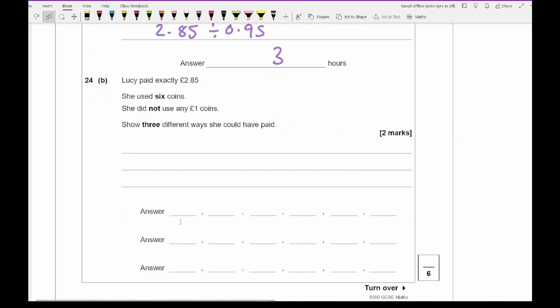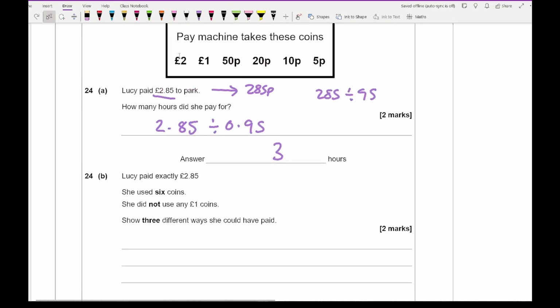Then it says for question 24b, Lucy paid exactly £2.85. She used 6 coins and she did not use a £1 coin. Show 3 different ways in which she could have paid. Again, the coins she could have used are either £2, £1, 50 pence, 20 pence, 10 pence, and 5 pence. Now she didn't use a pound, so I can't use that.